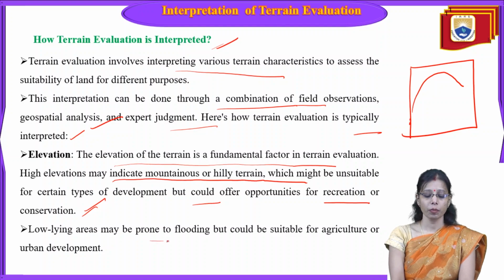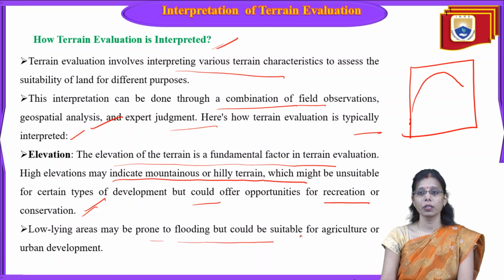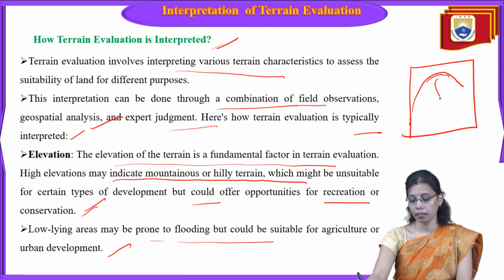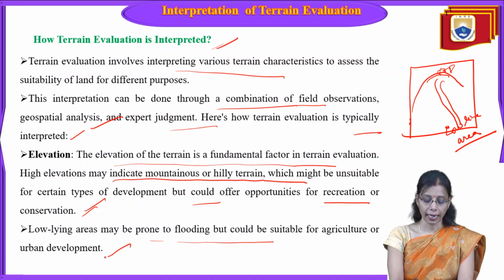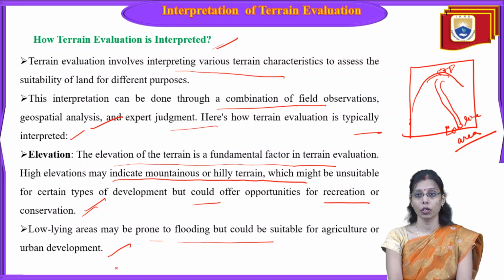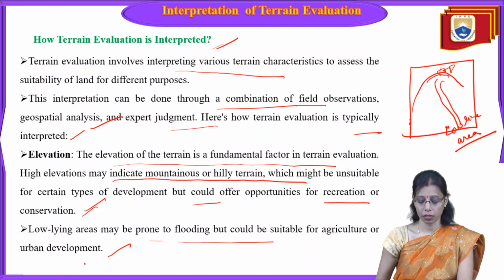Low-lying areas may be prone to flooding, but could be suitable for agriculture or urban development. Whenever a low-lying area is there, that means here is a hilly area, and there will be a slope over here. This is the top of the hill, and down below it is called the low-lying area. Low-lying areas are often categorized as areas that can be flooded at any time, and are suitable for agriculture or urban development.